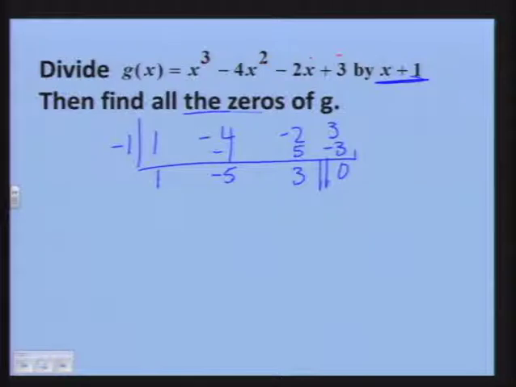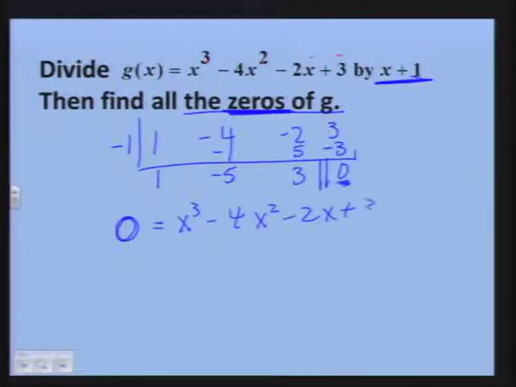I feel comfortable finding the zeros of g, at least partially, because I see that I have a factor already. And I have a 0 already. So what do I have? I'm putting in 0 for g of x to find zeros, because remember, by definition, if we're looking for a 0, we're looking for the x that goes with y being 0. So 0 equals x cubed minus 4x squared minus 2x plus 3.